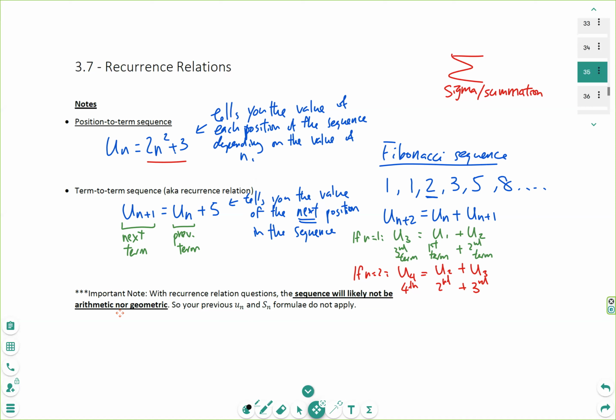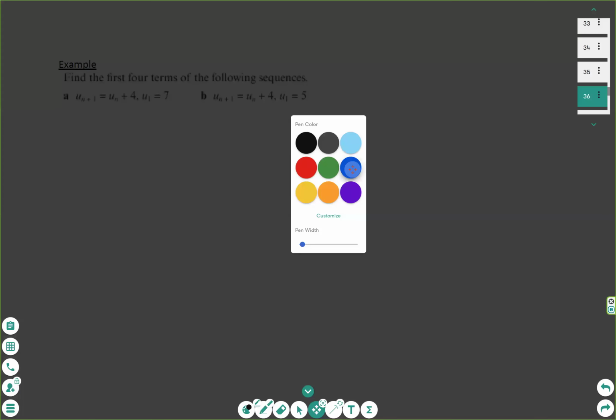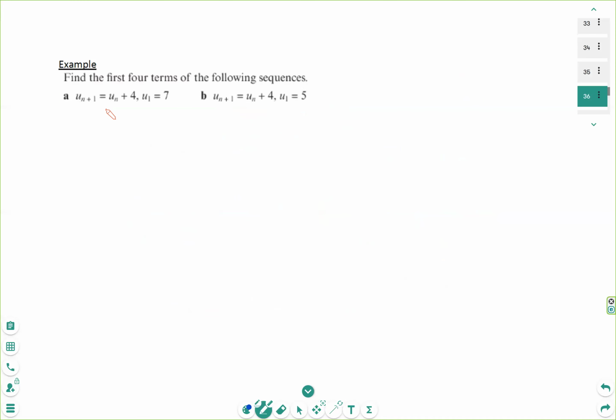As I mentioned, they are very different types of sequence or series. So your previous un and sn formulas do not apply, right? So let's have a look. Example, question A: find the first four terms of the following sequences.